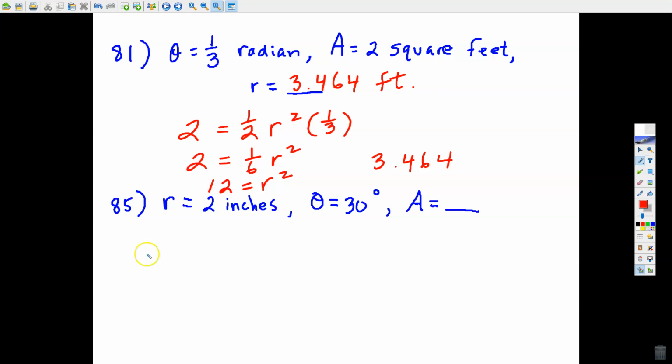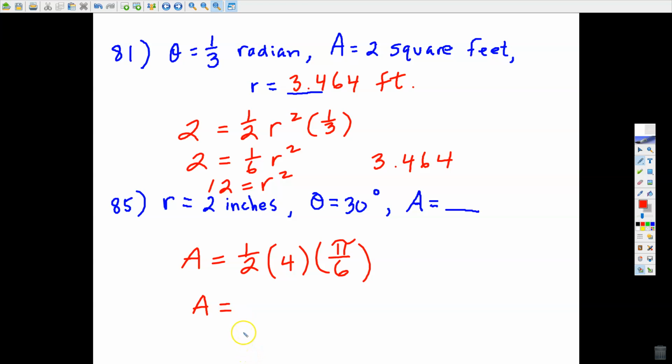Okay, we'll try one more. This time we're still trying to find area, but again, this time theta is given in degrees, so we need to convert it. And we did that once before. What's 30 degrees again in radians? Pi over 6. Okay. So r squared, theta, and simplify this.